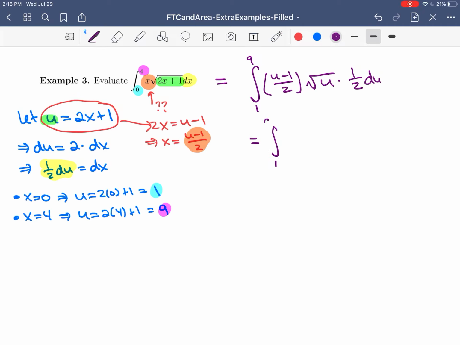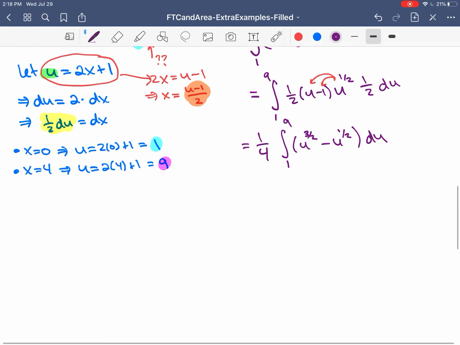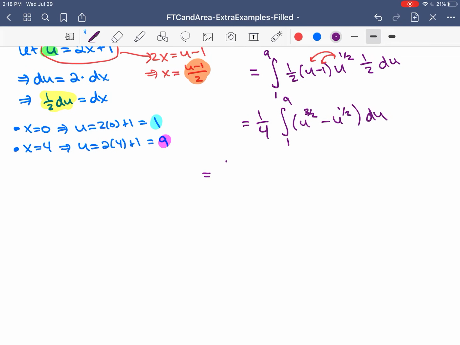But first I'm just going to rewrite this. So u minus 1 over 2 is like 1/2 times u minus 1. And square root I can think of as u to the 1/2. So these 1/2 can go together and come out as a 1 over 4. And then I can bring this through. So that's going to be u to the 3 over 2 minus u to the 1/2 du. And now I know how to integrate this.